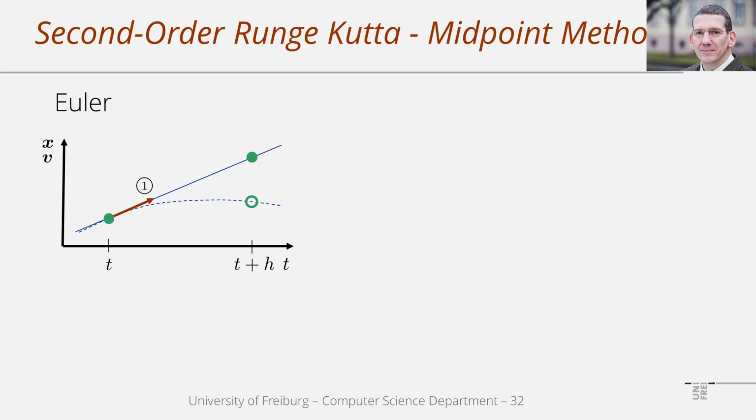The dotted line is our function that we would like to reconstruct, and the green outlined circle at t plus h would be the correct solution. Again, either a position or a velocity. Now, if we apply the Euler concept, then we assume that the function is linear in between t and t plus h, and we compute the green filled circle at t plus h instead.